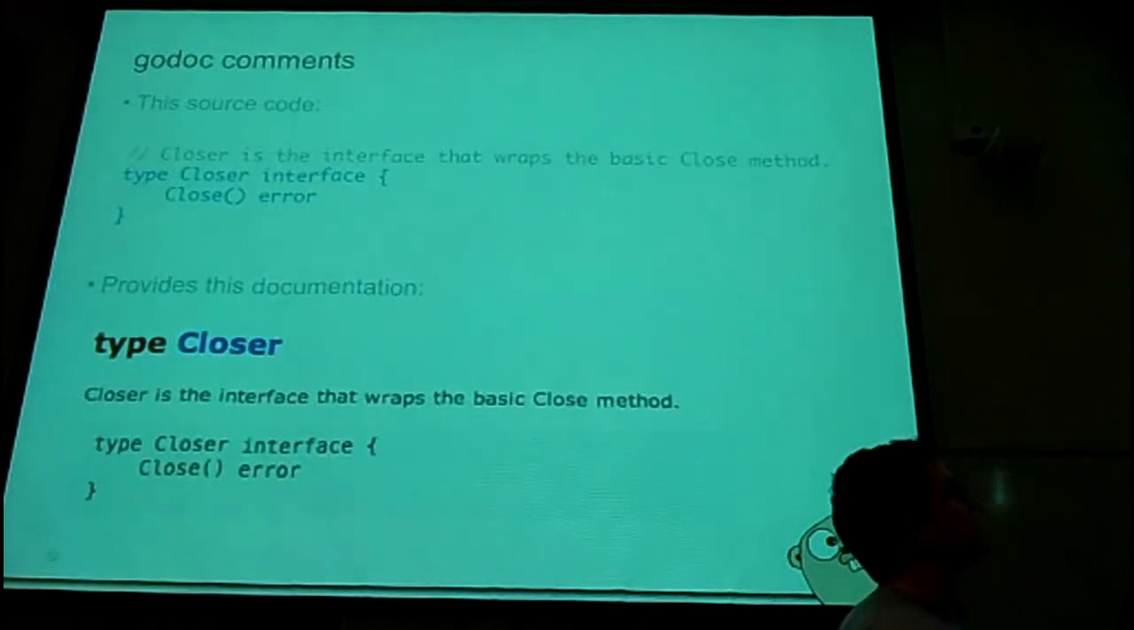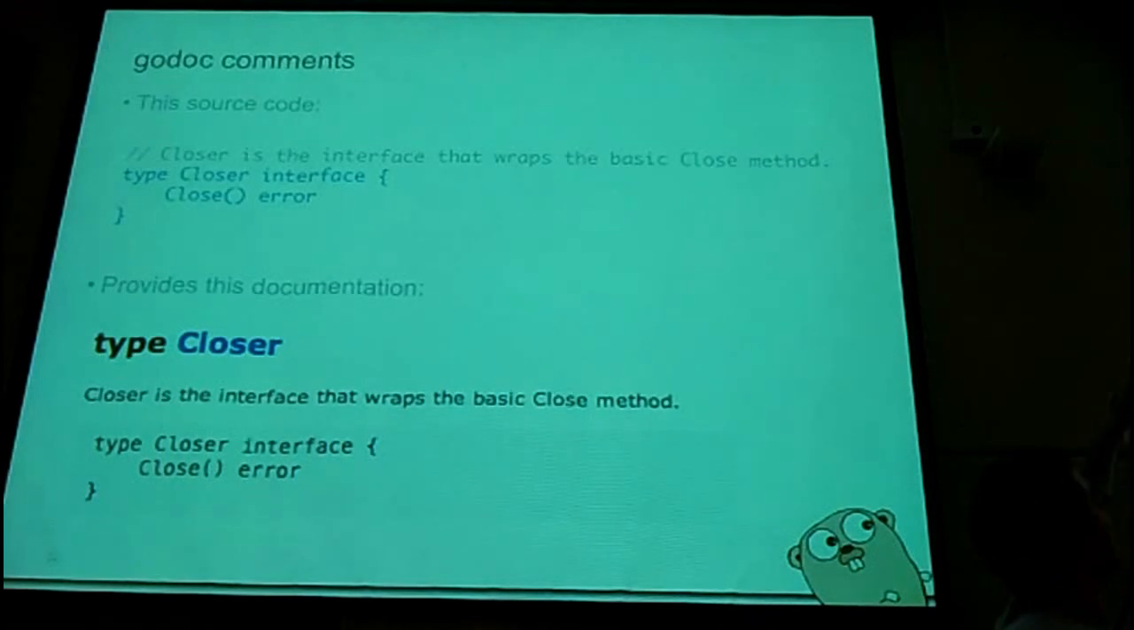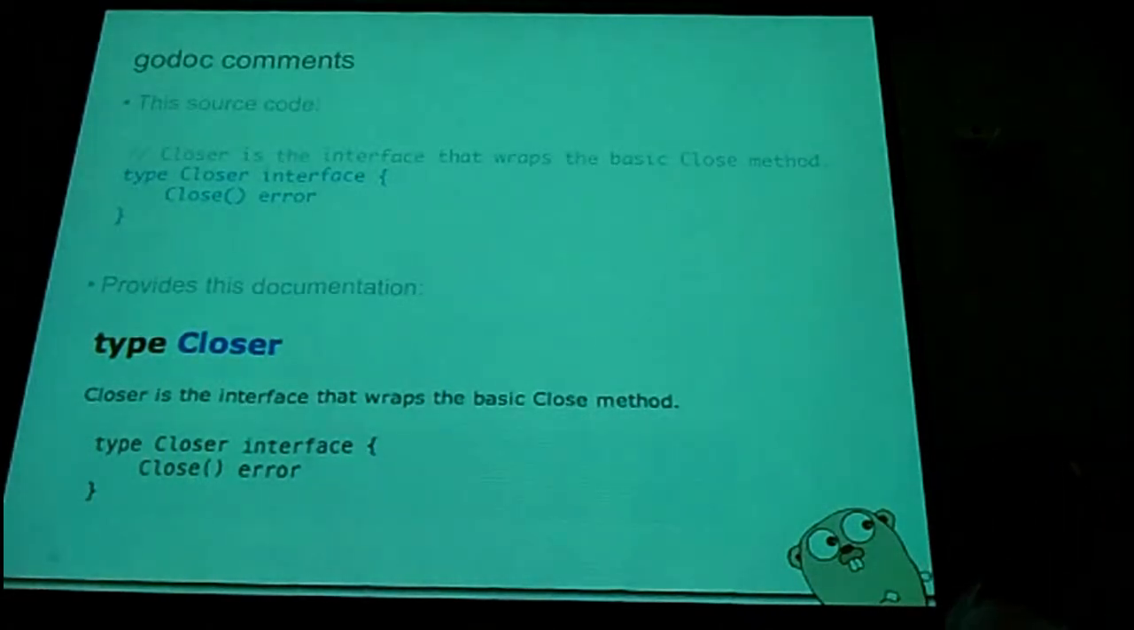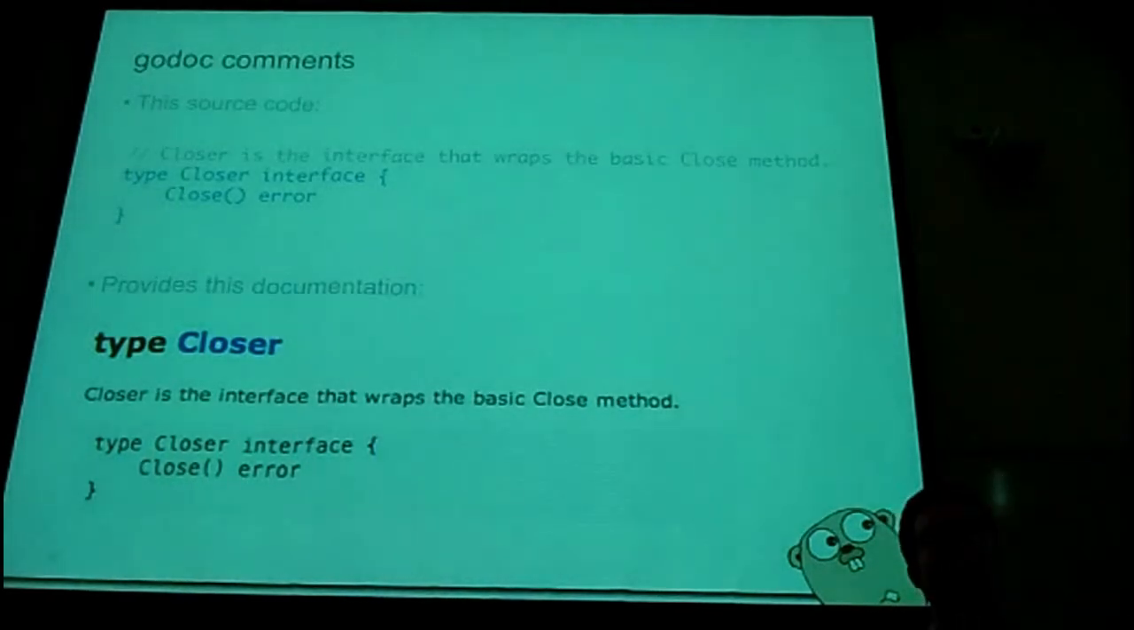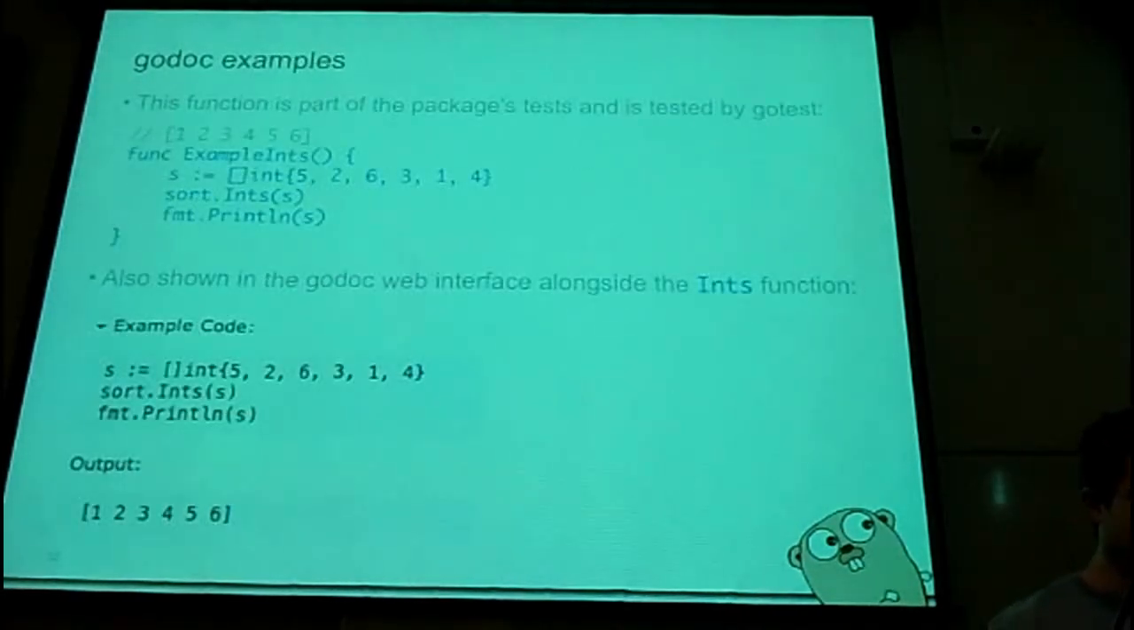Instead, this is from the IO package again, the Closer interface. It just has a comment before the function: Closer is the interface that wraps the basic Close method. And then GoDoc in the web form just outputs that documentation exactly like that. And so it means that you can write and read your documentation alongside the code that it documents. It makes it much easier to keep code up to date. I probably don't need to extol the virtues of documenting inline. You probably all know what I'm talking about.